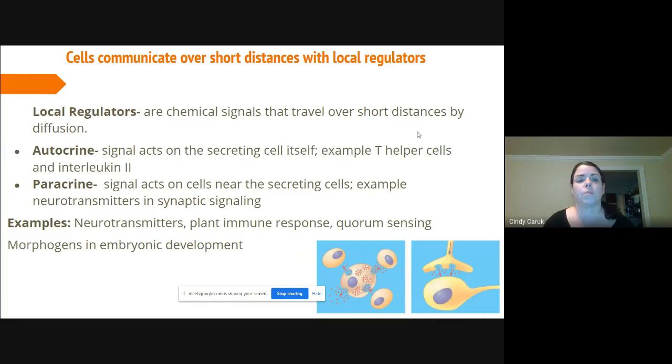All right. So we looked at the short distances. You can have local regulators, and they're going to use diffusion. You can have autocrine, that's a signal that is created by the cell itself, like the T helper, and it acts on itself. Auto, remember, always means self. Paracrine, that's a nearby one, and the example we used was in the nervous system when we talked about synaptic signaling. But some other ones that you should be aware of: the plant immune response, quorum sensing, and then morphogens and embryonic development. This is going to tie the morphogens and embryonic development back to Unit 6.